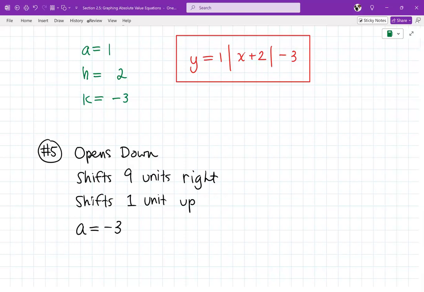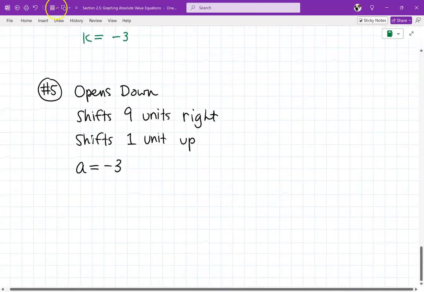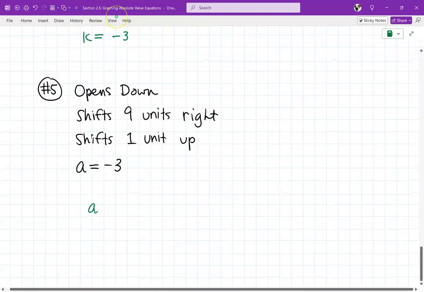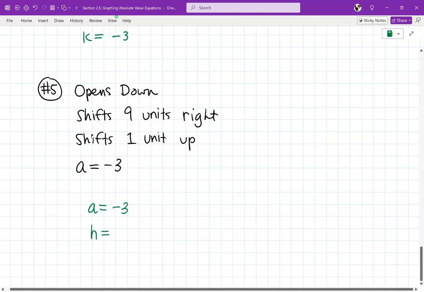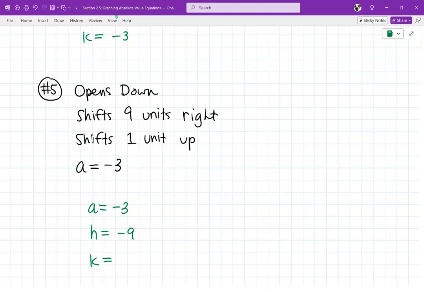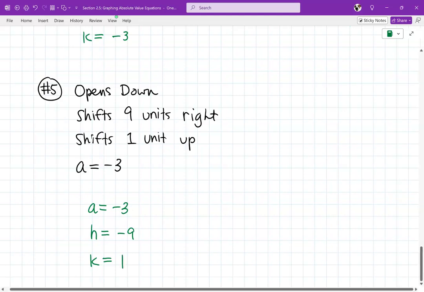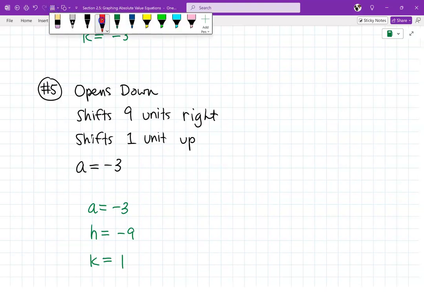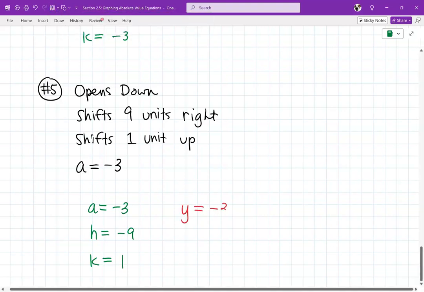Okay, so we know it opens down, so a should be negative, and I see it right there. It's a -3, so that makes sense. It shifts 9 units to the right and 1 unit up, so let me write my a, h, and k. a is pretty easy, that's -3. What's h? -9. Because it says it's going to the right, so it's got to look negative. And k? +1. So all I got to do is write my equation out. y equals -3 times the absolute value of x minus 9, plus 1. And that's it.